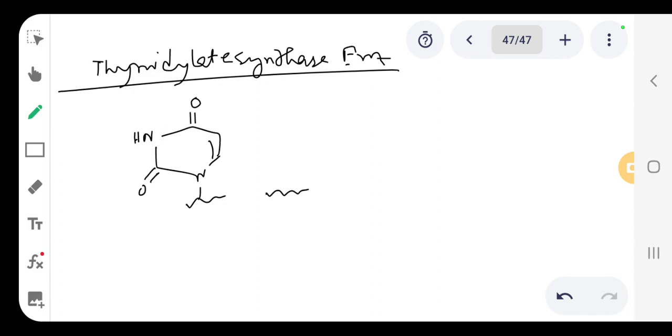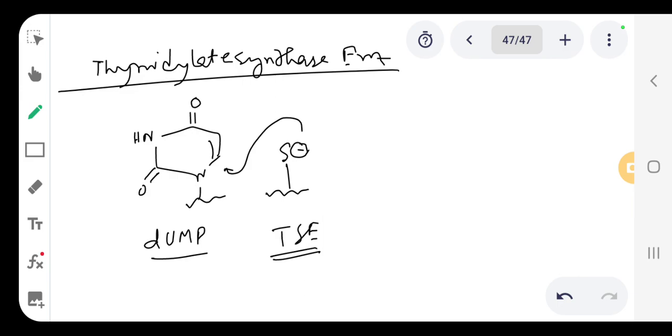And in our body, this is the thymidylate synthase enzyme, which has a sulfur or SH, maybe from serine or something else. So this is deoxyuridine monophosphate, and this is the thymidylate synthase enzyme. What will happen? The sulfur will attack. This is a Michael acceptor, you all know. So it will attack here, it will open up and it will go.